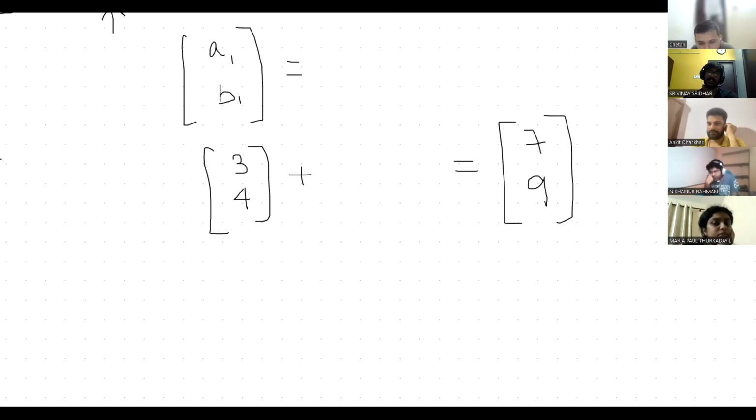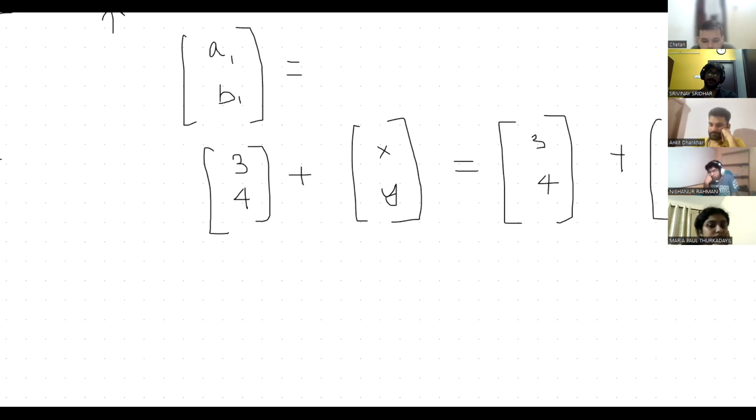If they're already equal, then I have to write this as 3 and 4. And if I add any x and y, then x and y is going to get added on both sides, and eventually the vector remains the same. I guess we can do it. We can subtract it, I guess. It's fine. Okay.